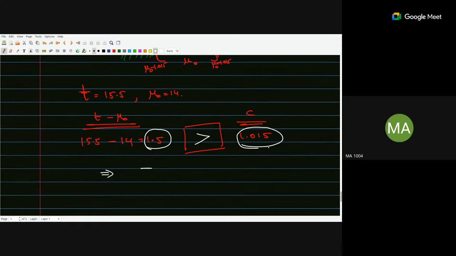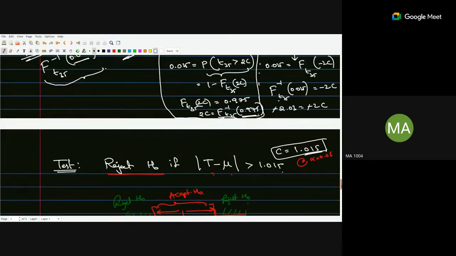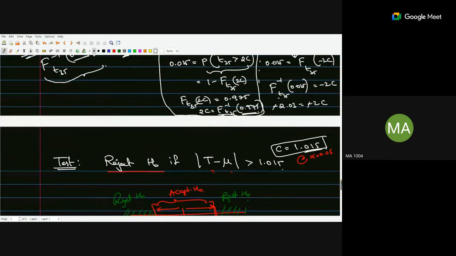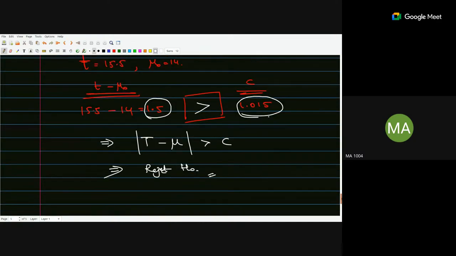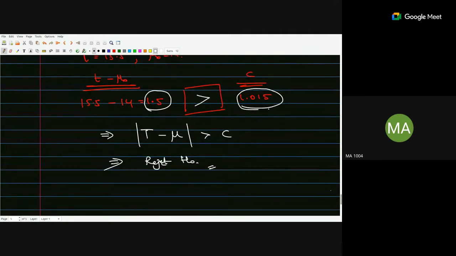So this tells me mod T minus mu is actually greater than C. If it is this, we are going to reject the null. So that's what the test says. You reject the null if the difference between the test statistic value and mu is greater than the critical value. Here the difference is greater than the critical value, so you are going to reject the null. Okay, so this is the conclusion we make.